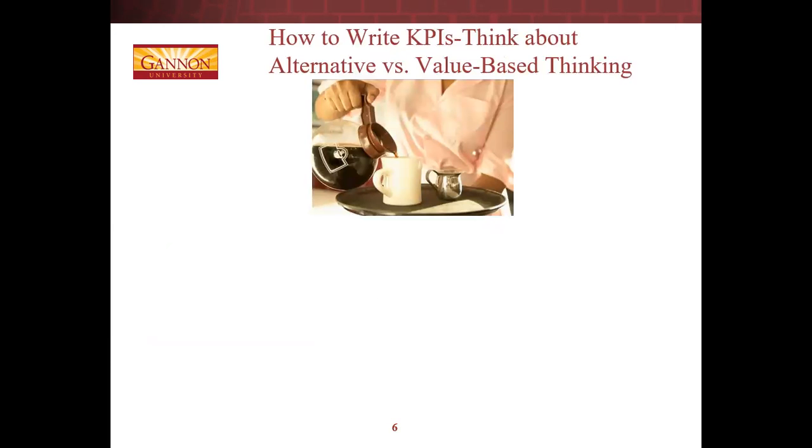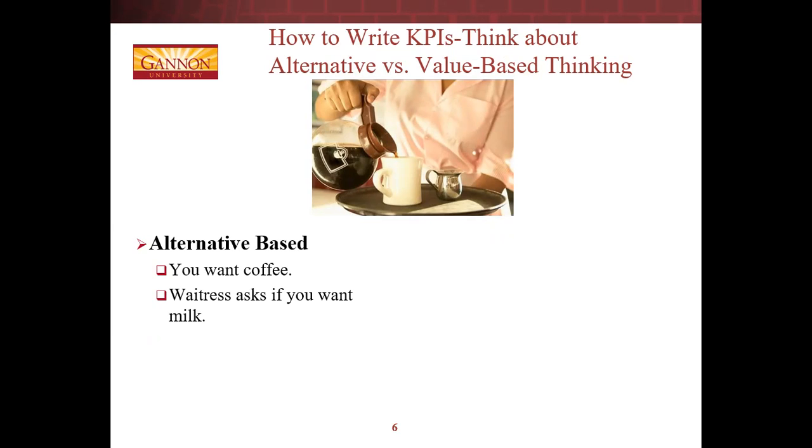So I use a very simplistic example of ordering coffee at a diner. I haven't been to a diner in years, but this is the idea. In alternative based, you want coffee, and the waitress asks if you want milk. It's a typical request after you order that. And you ask, well, okay, sure, but what are my choices? Whole milk, skim, or soy? And then without much more thought, you might just select one. That's not adding value into your decision making.